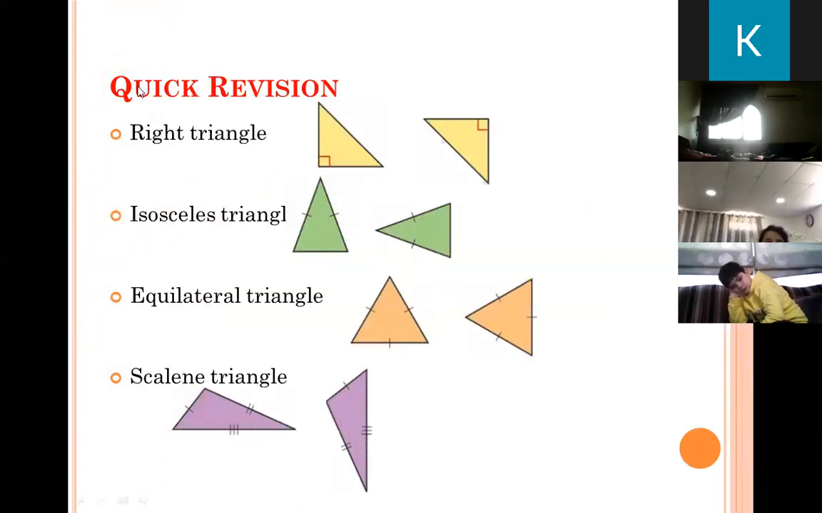How do we know if I have a right triangle? A right triangle has a right angle. Okay? Right angle. Square form corner. So it's a right triangle. Isosceles triangle. An isosceles triangle has at least two sides of equal length. Look at these two identical marks. Two congruent lengths or two equal sides.